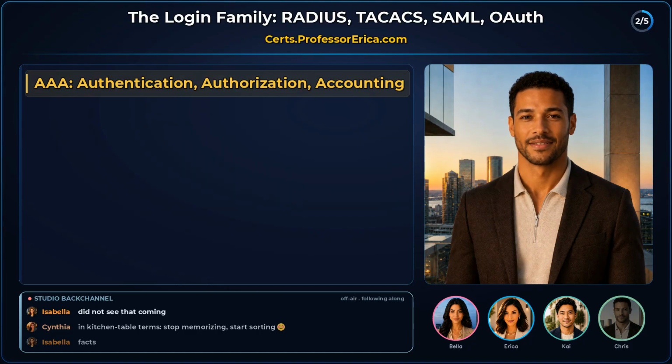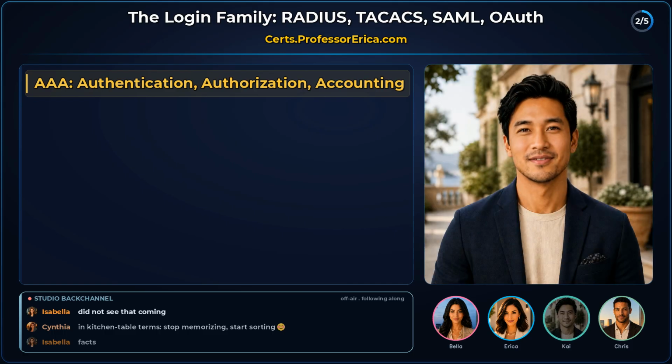AAA is the spine of the whole login family. Authentication, authorization, and accounting. Prove who you are, get told what you can do, and have it all logged. Every term in this family is just a different way to run those 3 steps. And the single most swapped pair on the whole exam lives right here, RADIUS versus TACACS+.